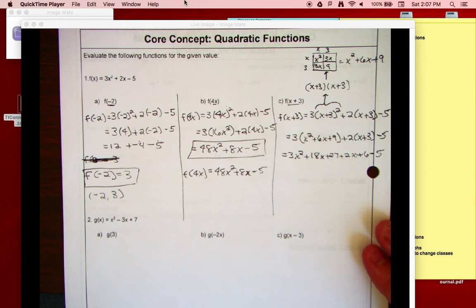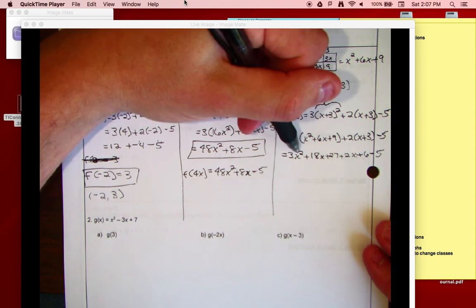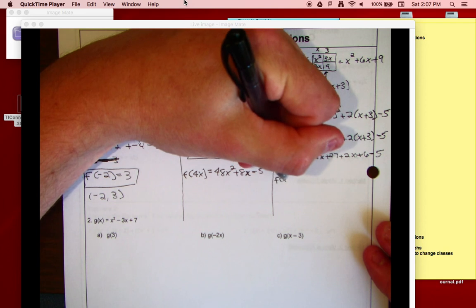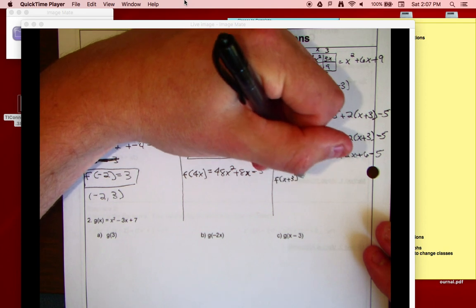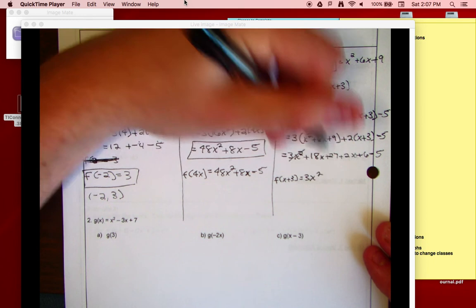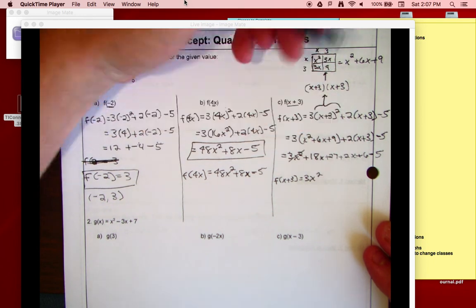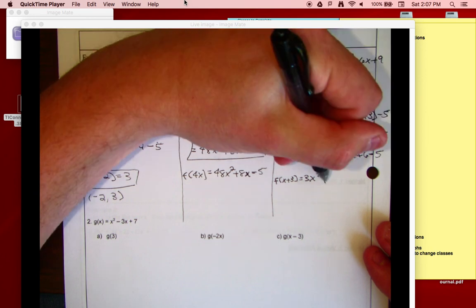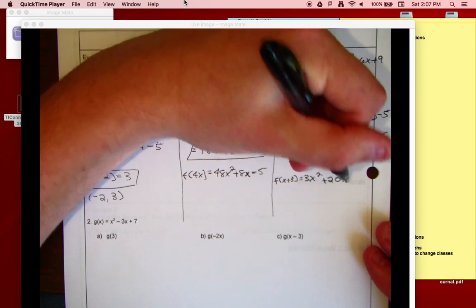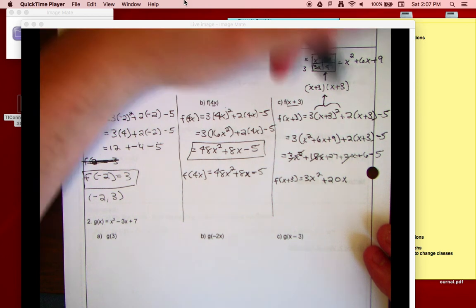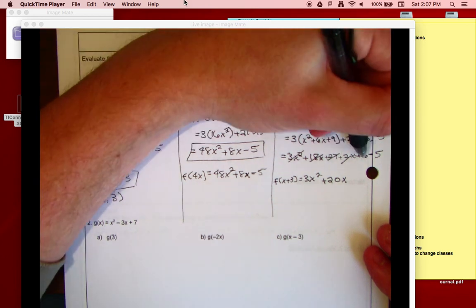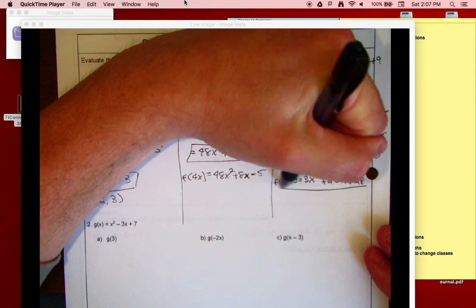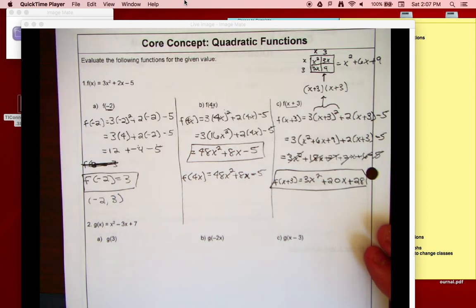And now we have to look for like terms. You can see I only have 1x squared there, so my final answer is going to be f of x plus 3 equals 3x squared. That term right there. Let's look for x's. I got 18x there and 2x there. That's 20x. And then 27 plus 6 minus 5 is going to be 28. And there is my final answer.